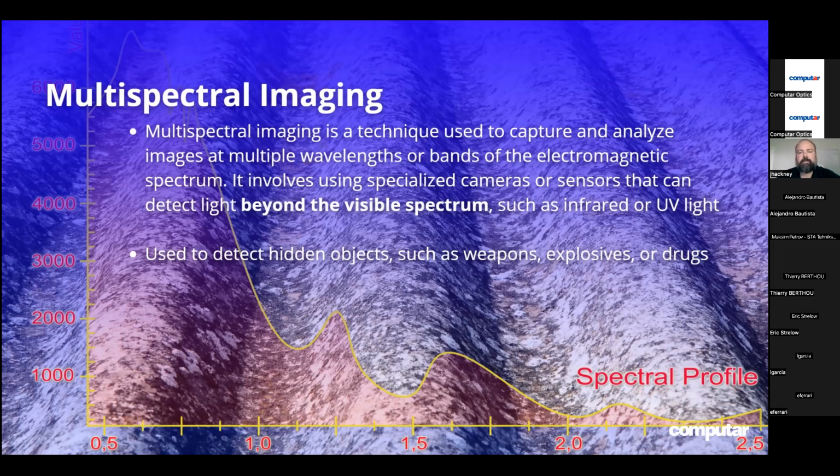This technology is used in various fields, including remote sensing, medical imaging, and art conservation. In security, multispectral imaging is used to detect hidden objects such as weapons, explosives, or drugs by analyzing the object's spectral signature.